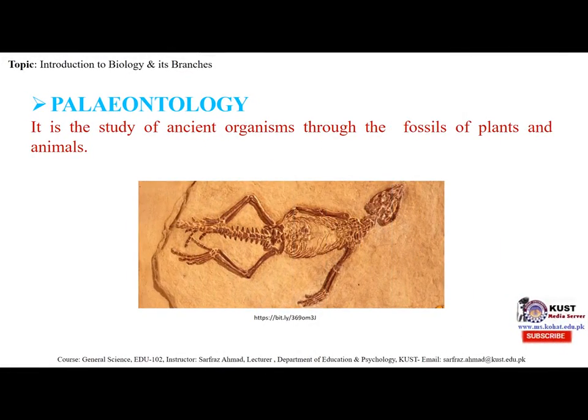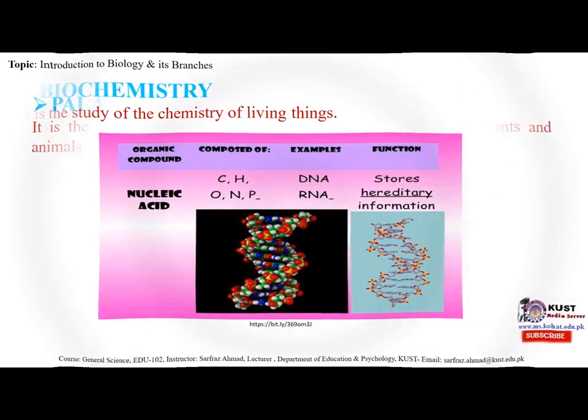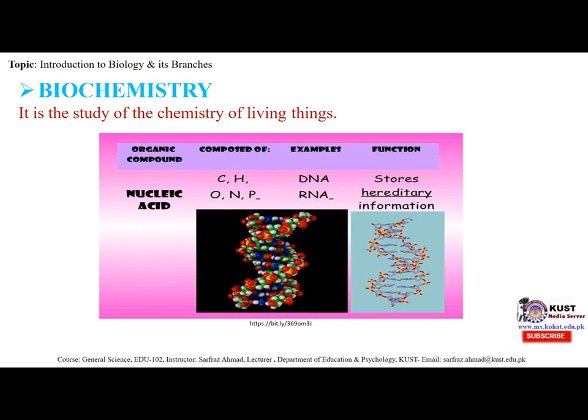The next is paleontology. It is the study of ancient organisms through the fossils of plants and animals. Then biochemistry. Biochemistry is the branch of science that explores the chemical processes within and related to living organisms, and it is a laboratory-based science that brings together biology and chemistry. By using chemical knowledge and techniques, biochemists can understand and solve biological problems.